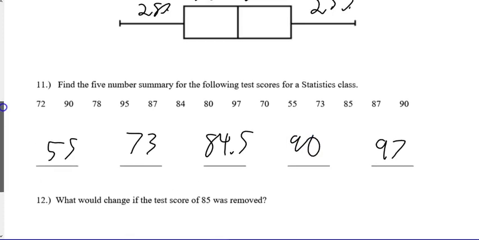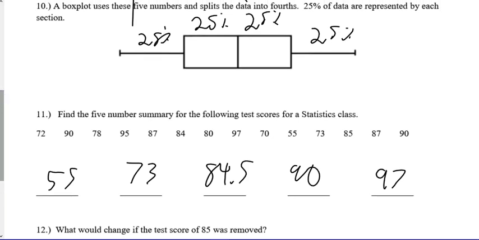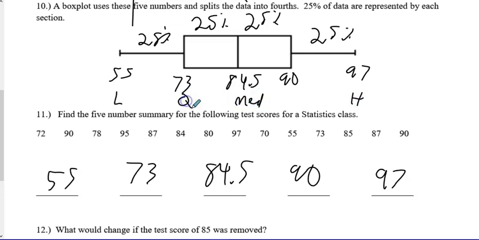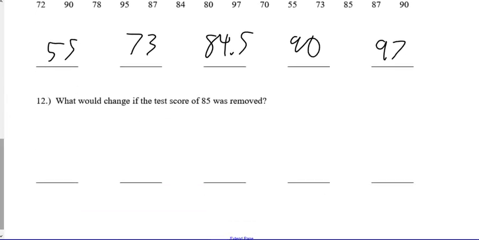And if I was going to make a box plot out of that, I would just write 55 under here, 73 under here, 84.5, 90, and 97. And I would label this low, high, median, Q1, Q3. That's it.